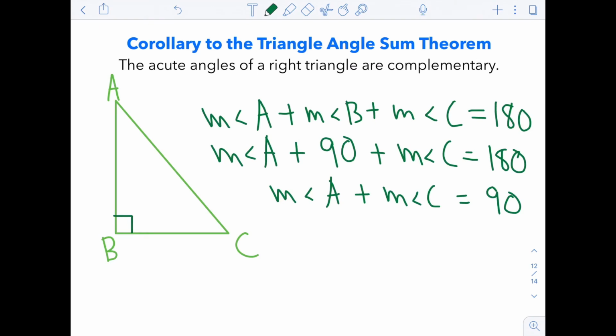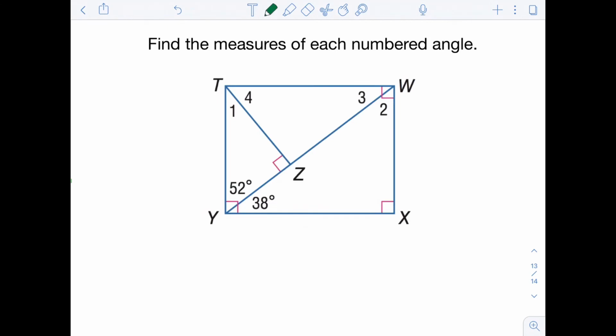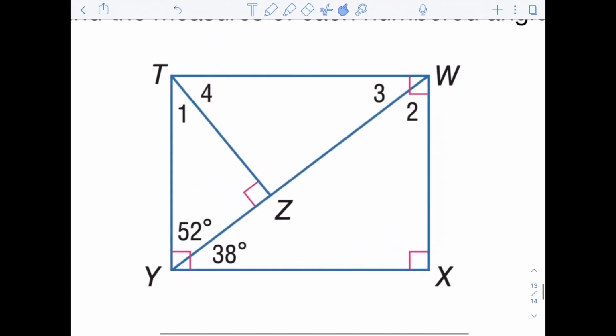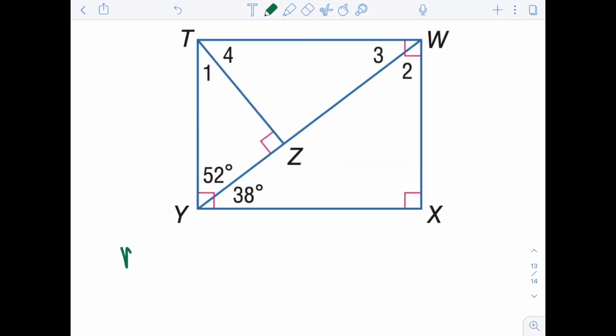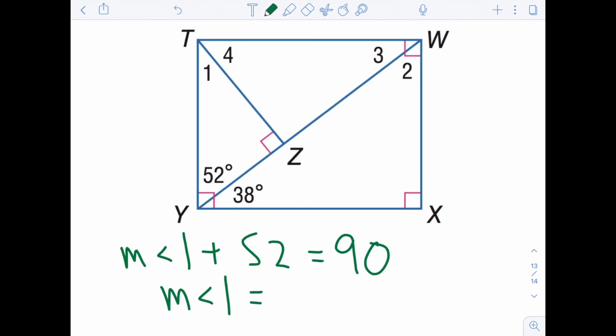So let's do an example with this. Find the measures of each numbered angle. So let's start with finding angle 1. So we know that based off the corollary to the triangle angle sum theorem that the acute angles in a right triangle add to 90. So in this right triangle right here, we know that the measure of angle 1 plus 52 is going to equal 90 because those are the two acute angles in this entire right triangle here. So if you subtract 52 from both sides, you'll get that the measure of angle 1 is 38 degrees.